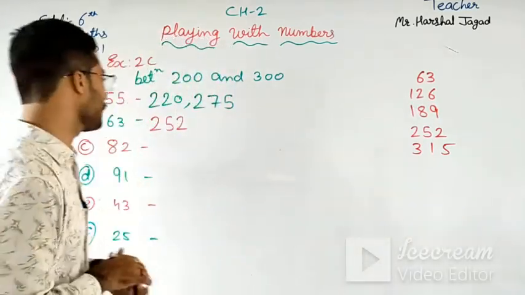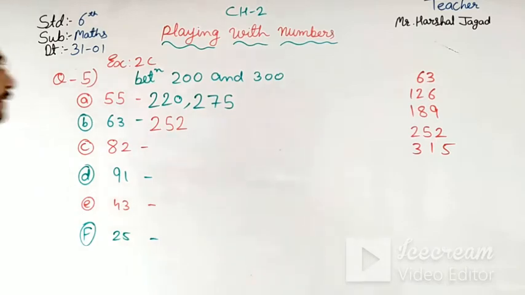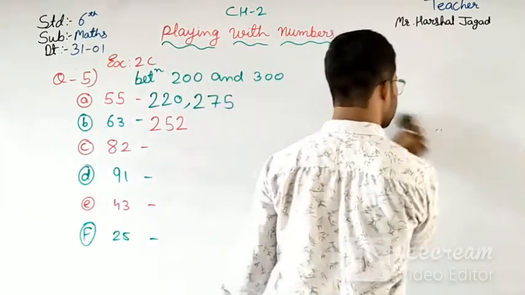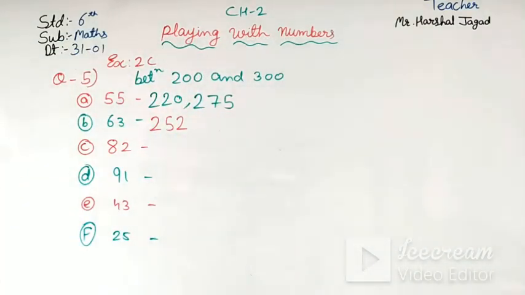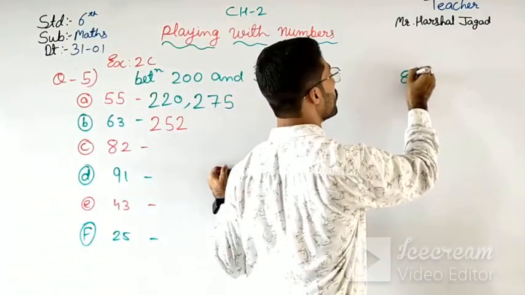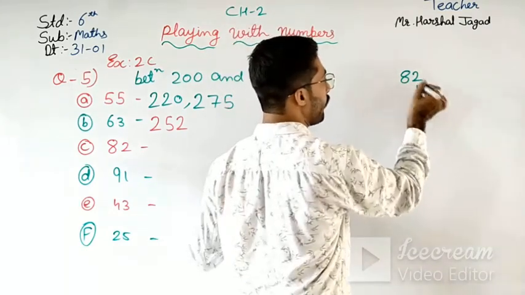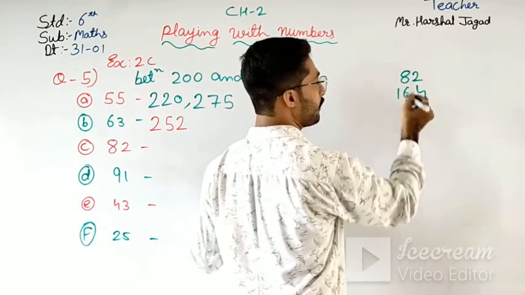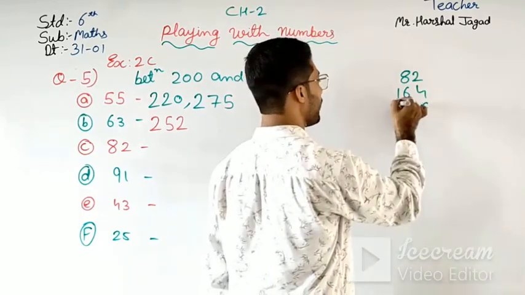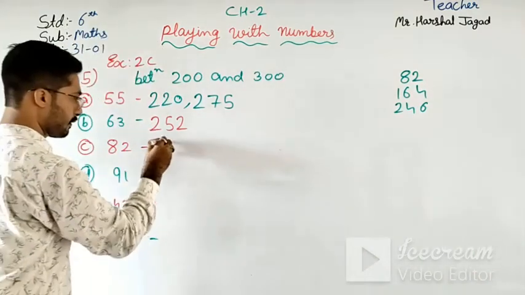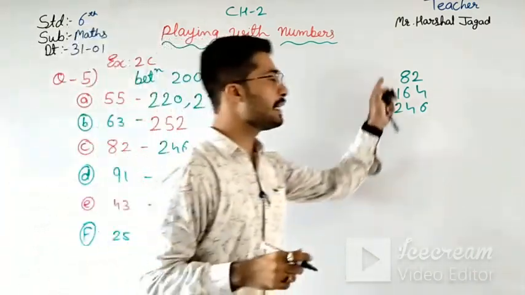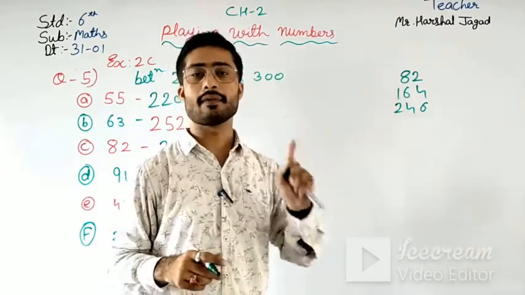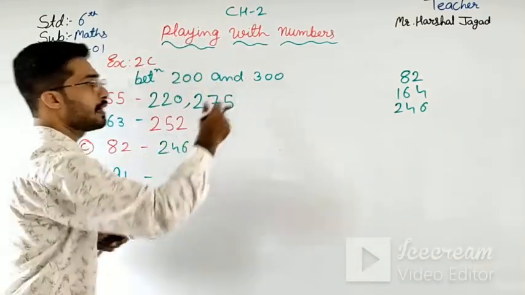Okay, students. Now moving further to 82. So adding 82 plus 82, that is 2 plus 2, 4. 8 plus 8, 16. Again adding 82 in it, 4 plus 2, 6. Then after 16 plus 8, 8 threes are 24. So here it is 246. If I just add 82, then it will be more than 300. So there will be only one multiple of 82 between 200 and 300.